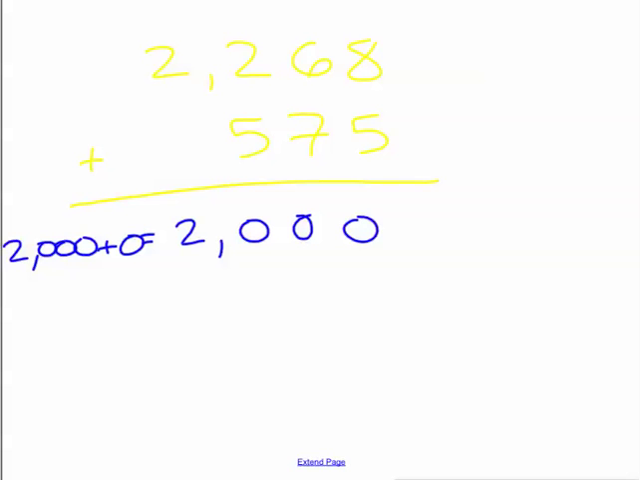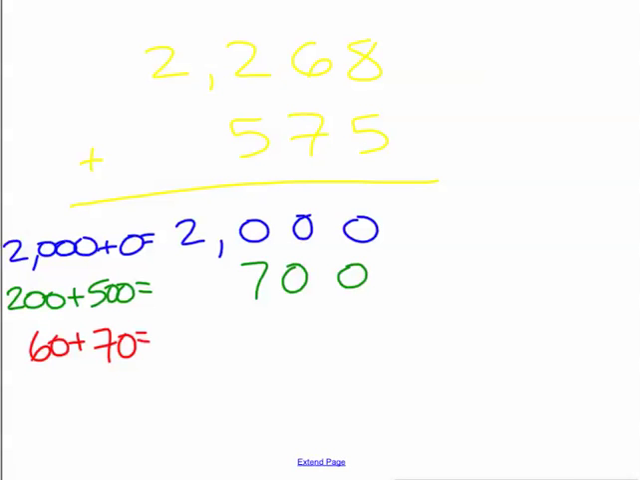And it's really important to keep your columns very, very neat. Next, we move to the hundreds column, 200 plus 500. And 200 plus 500 is simply 700. Next, we move to the tens place. And in the tens place, we have 60 plus 70. And 60 plus 70 is 130.